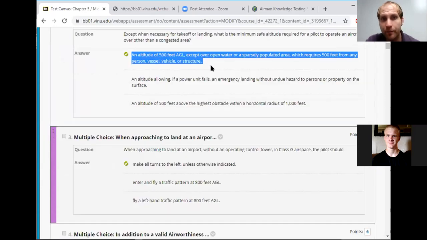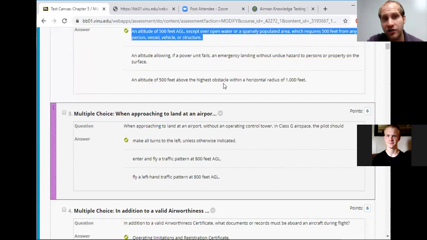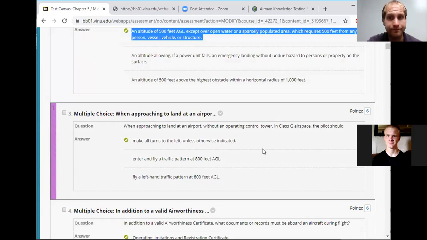The answer choice B, that would be the answer if it said, what's the minimum safe altitude anywhere? And C is actually giving you incorrect numbers. So that's a distractor putting wrong numbers.